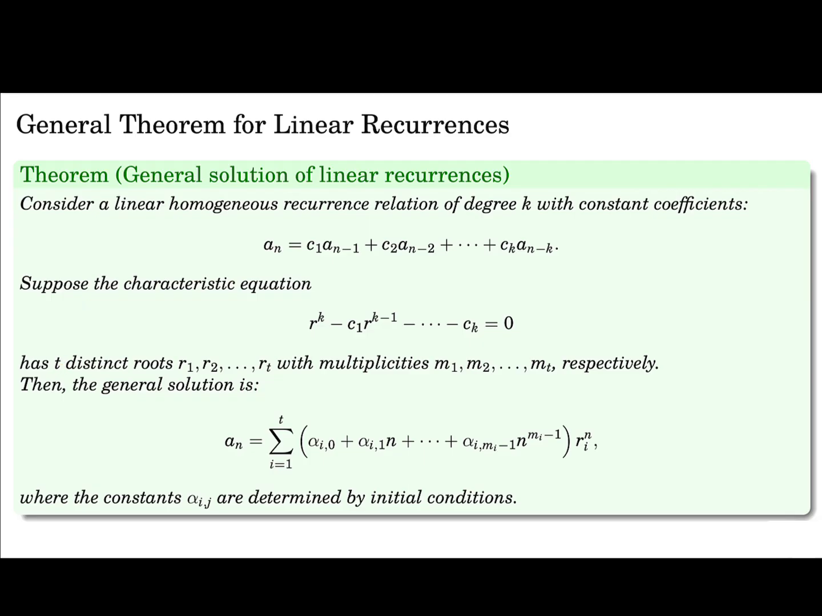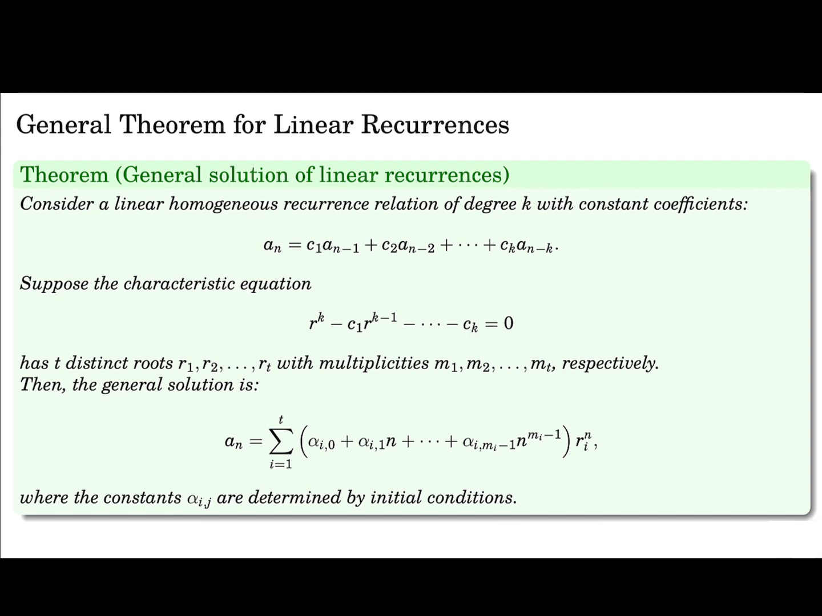So we know that it's going to have k roots, but you can have repetitions, right? So let's say that it has t distinct roots. So these are the different roots with multiplicities. So again, the multiplicity is how many times the root is repeated, with multiplicities m1, m2, mt. So here we're saying that r1 is repeated m1 times, r2 is repeated m2 times, and so on. So then in that case, the general solution is going to look like this form here.